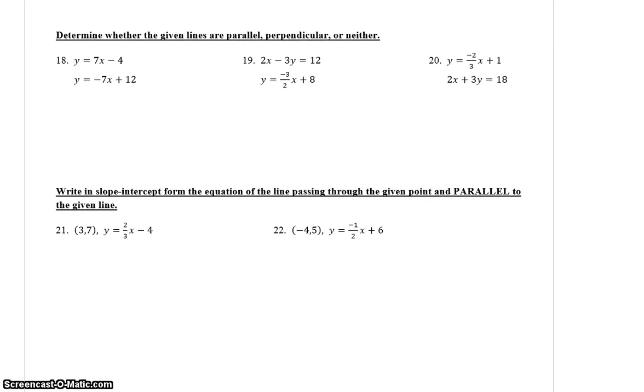Okay, determine whether the given lines are parallel, perpendicular, or neither. So we're looking for the same slope, opposite reciprocal slopes, or neither. Okay, so I would put both of these equations in y equals mx plus b if they're not already, and then compare. So for the first one, I see 7 and -7. Are those exactly the same? No. Are they opposite reciprocals? Well, one is positive and one is negative, but are they flipped? No. So this is neither.